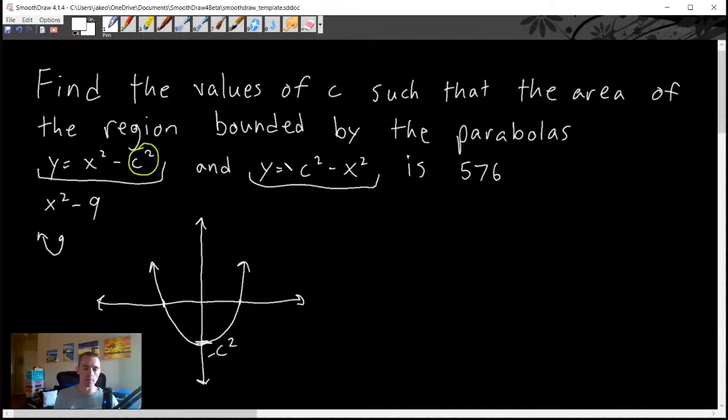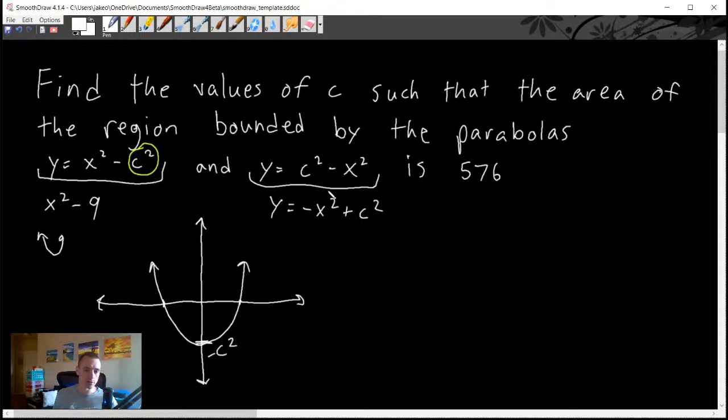So now let's think about what this function looks like. In this case, we have c squared, some constant squared, minus x squared. That's similar to what we had over here, except now our constant is positive, whereas over here we had minus some constant, and our x squared term is now negative. We could also think of this as y equals negative x squared plus c squared. That's the same exact function.